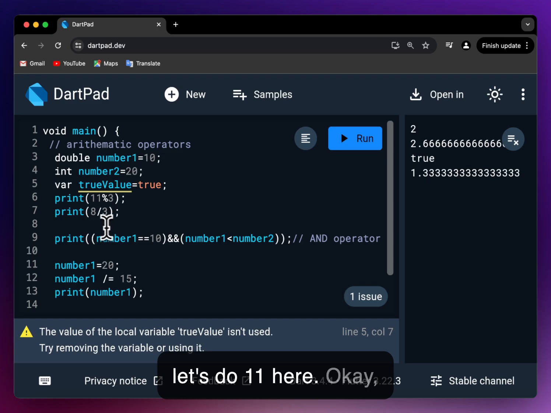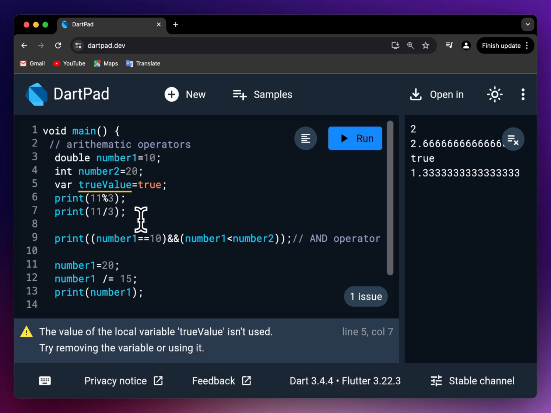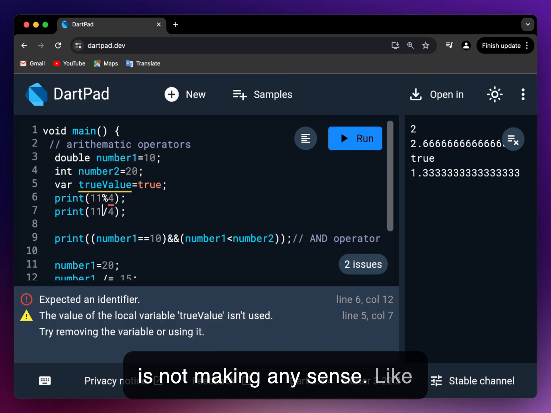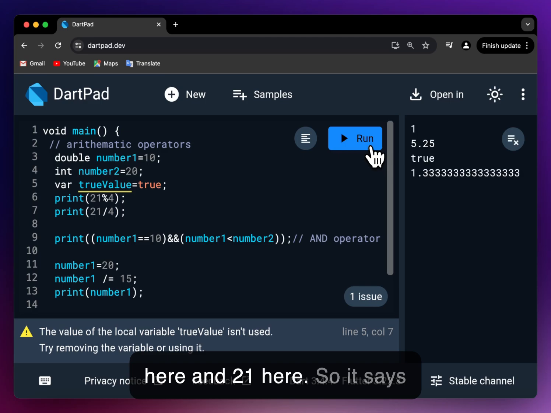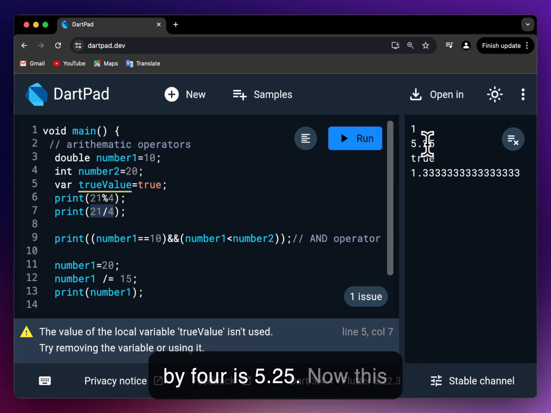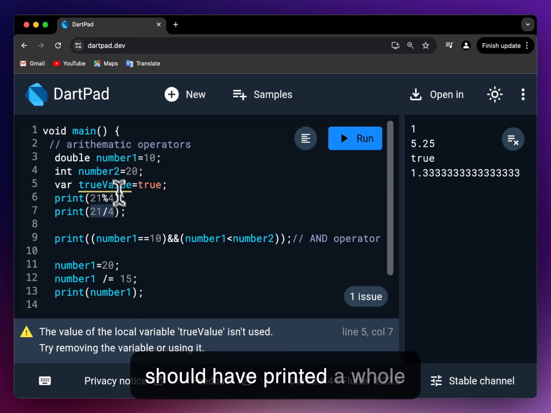let's do 11 here. Okay, 11. This is not making any sense. Like, I need to choose a better example. Let's do 21 here and 21 here. Okay, so it says that 21 divided by 4 is 5, and there is one remainder, that's why we get 1. And on the other hand, 21 divided by 4 is 5.25.